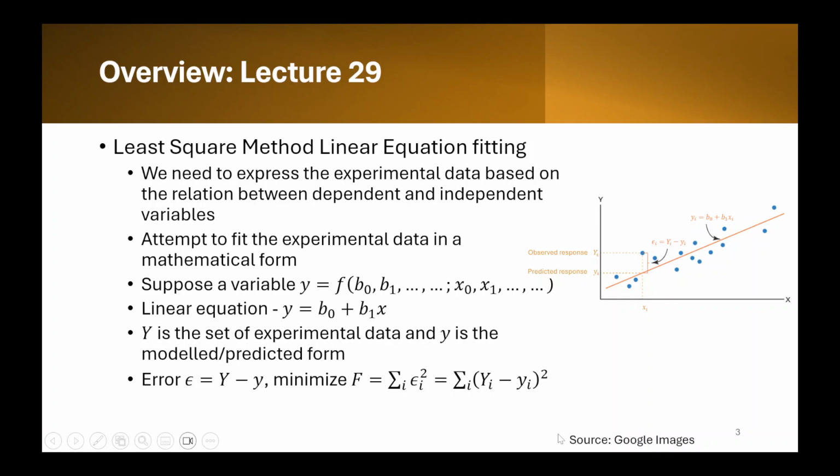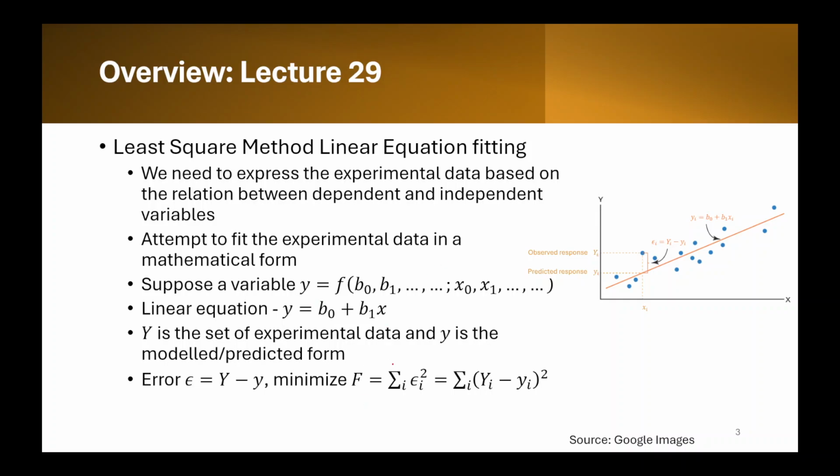So week 10 started with lecture 29, which dealt with the least square method for linear equation fitting. Sometimes when we do experiments, the experimental data needs to be expressed based on the relation between the dependent and the independent variable. And we attempt to fit this experimental data in a mathematical form. It can be a linear form, it can be a parabolic form, it can be any mathematical form.